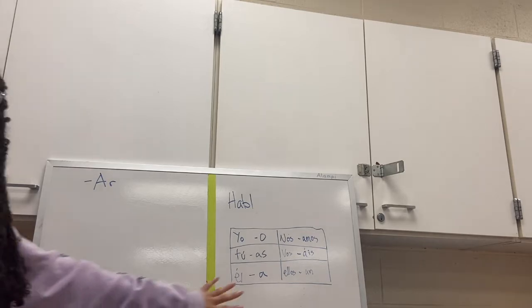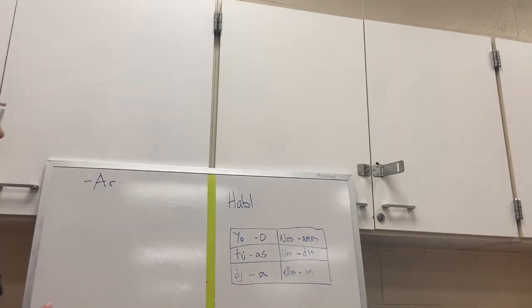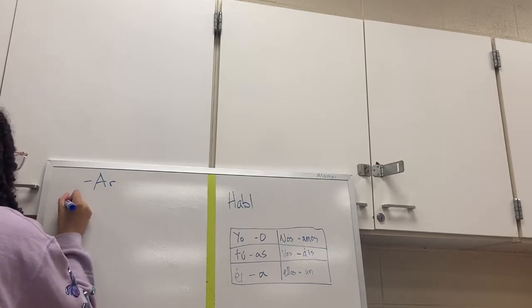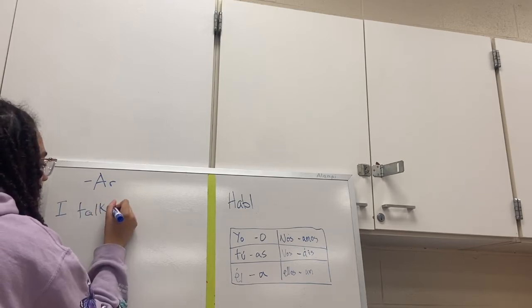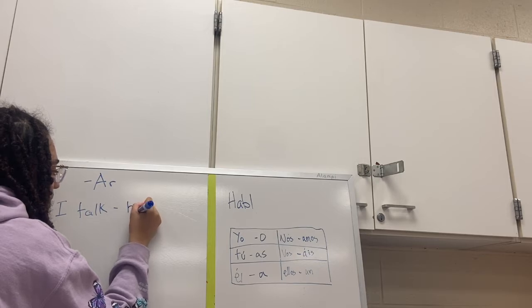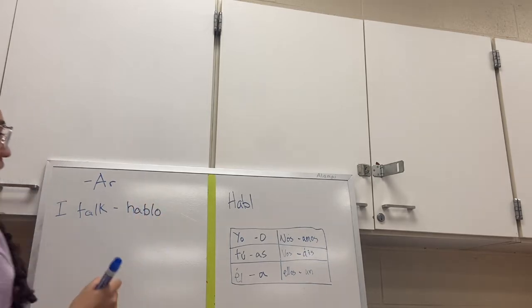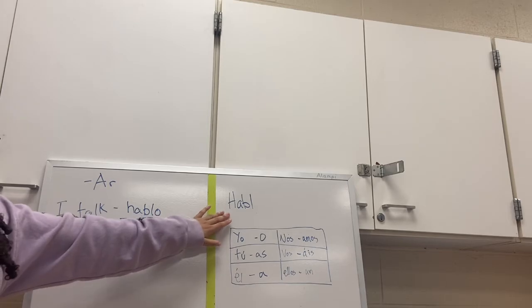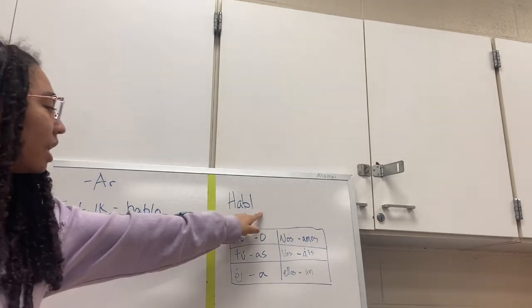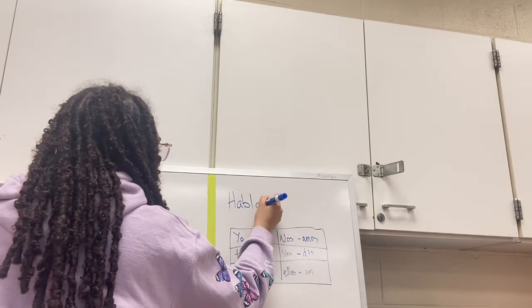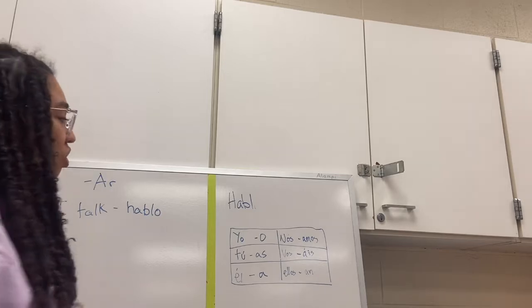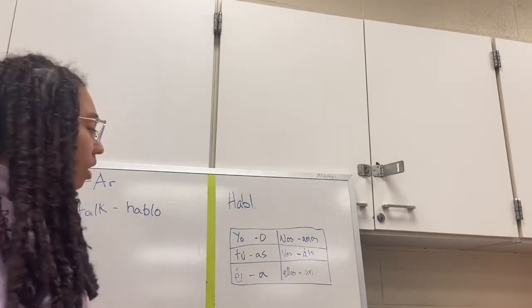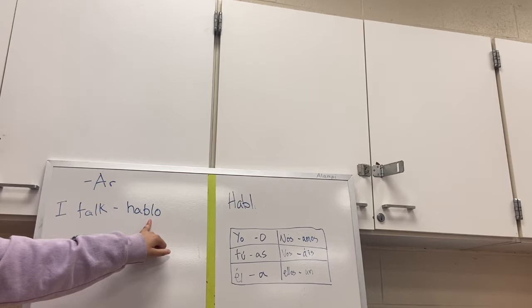Alrighty. So I'm going to keep this up here just so we can see how it works, right? So if I were to say, I talk, I would write, hablo. Okay? Remember, we're taking it from hablar, and when we're conjugating hablar, we take the ending off. So there was an AR here, but I took it off because we're conjugating. So we just don't need that part right now. So we have hablo, and that means I talk.